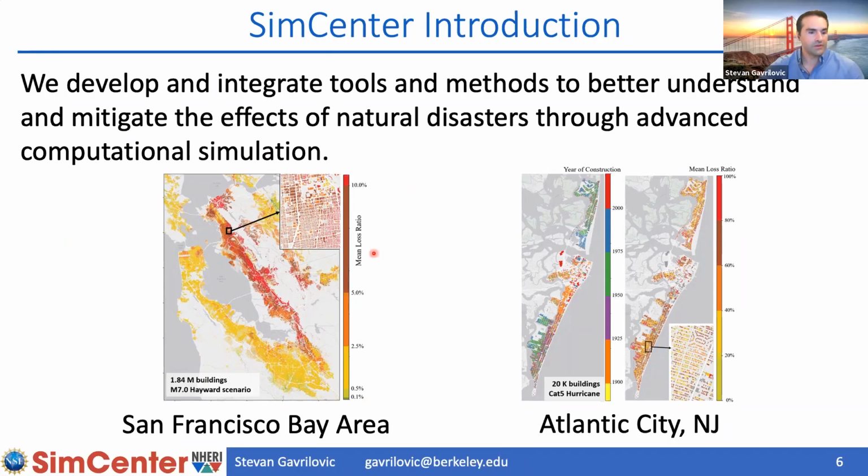Here on the bottom left corner is the San Francisco Bay Area test bed, so over 1.8 million buildings, subject to a magnitude 7 Hayward scenario earthquake. On the right is our Atlantic City, New Jersey test bed. Here's about 20,000 buildings subject to a Category 5 hurricane. And of course, one of these test beds could be a starting point to test out your new algorithm or method that you develop in your research. And in addition to test beds, we have a lot of examples that come bundled with our programs, which I will go over in this presentation.